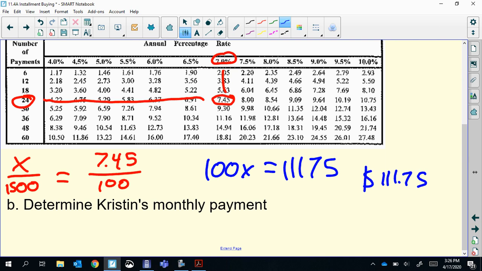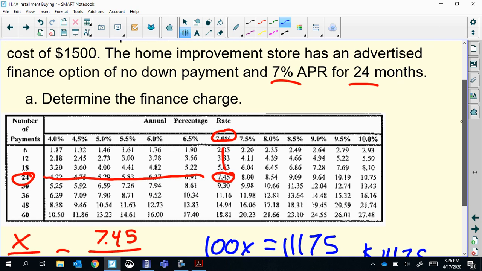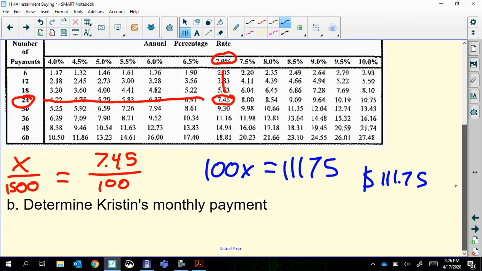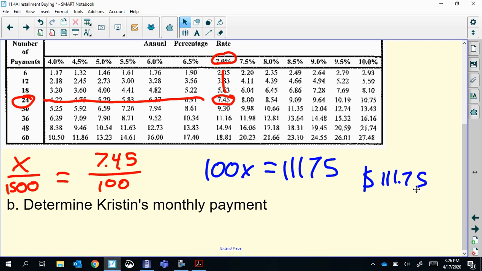So that is the finance charge. That's all the fees and everything. So fees, interest, everything, it's going to total $111.75.